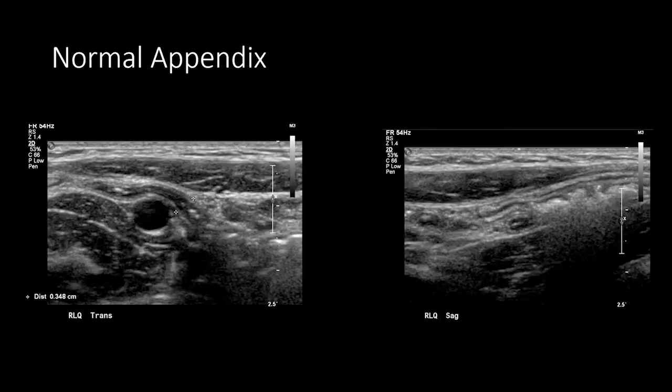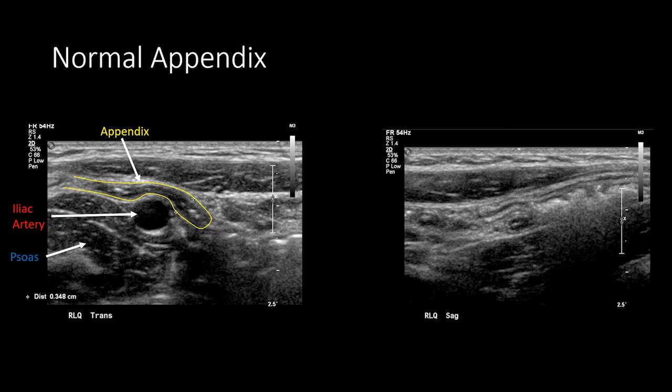Let's talk about what the normal appendix should look like on ultrasound. I have provided 2 ultrasound images from the same patient who had presented to the emergency department with lower abdominal pain. In these images, we can see the psoas muscle, and I outlined it in blue for you there. We can see the iliac artery, which is incompressible, and I outlined it in red for you there. We can then see overlying the psoas and iliac artery a thin tubular structure, the appendix. I outlined the appendix there in yellow.